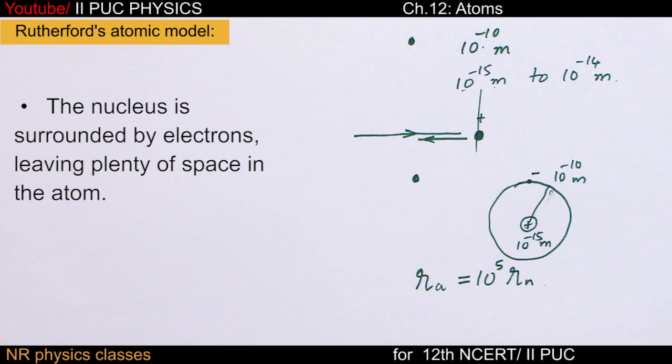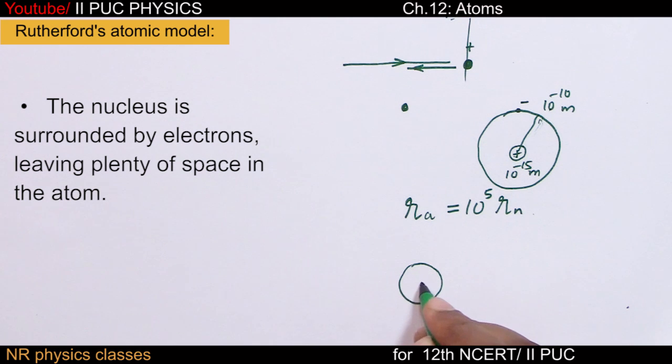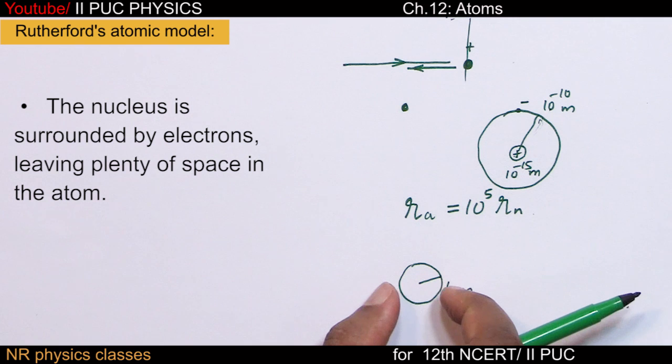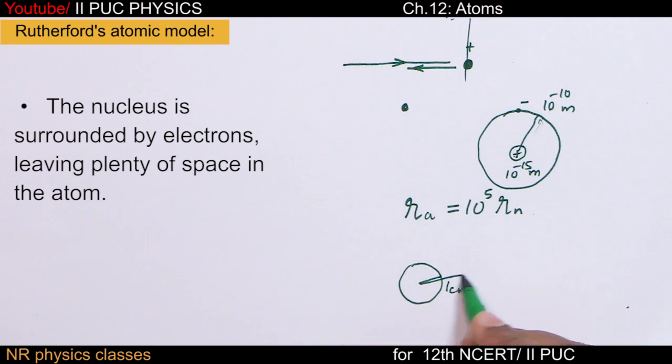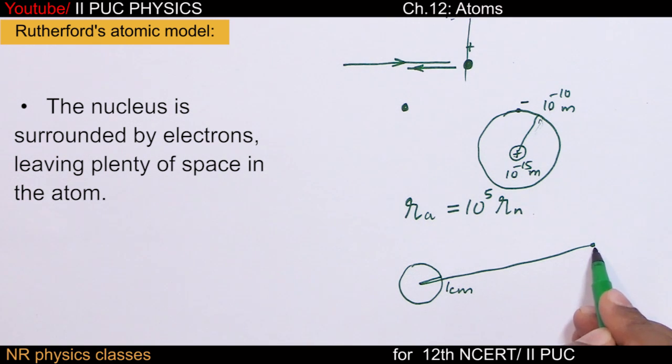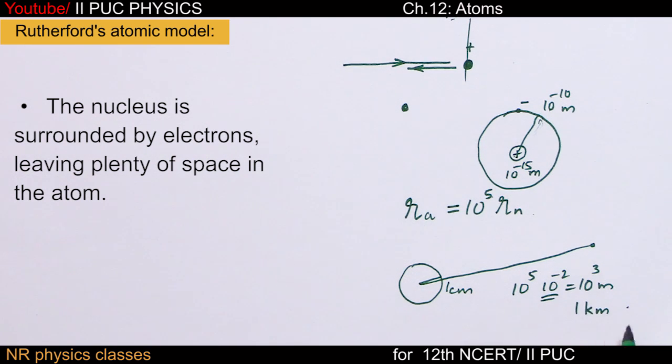It's a funny thing. Listen. If I draw a nucleus of radius 1 centimeter, this is a schematic representation. If this is a circle of radius 1 centimeter which represents the nucleus, then the first electron should be at a distance of 10 power 5 times. What is 10 power 5 times centimeter? Centi is 10 power -2. It is 10 power 3 meter. 10 power 3 meter is 1 kilometer.